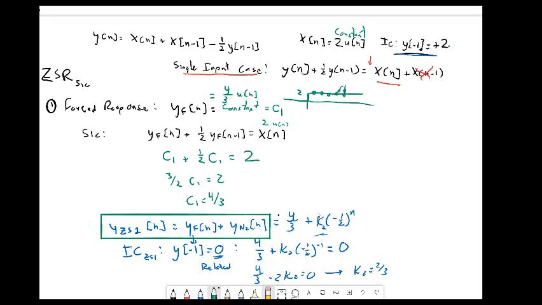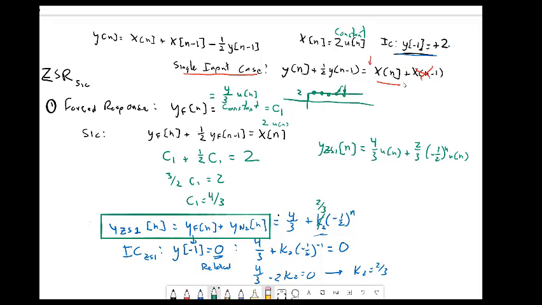So it's the 4/3 plus k2, but now I know my k2 happens to have a value of 2/3. And so we can summarize this by saying our zero state response for the single input case, the simplified version, is 4/3, and that starts at n equals 0, plus 2/3 times -1/2 to the n, and again, times u of n because it starts at n equals 0. That's the zero state response for my simplified version of the difference equation.